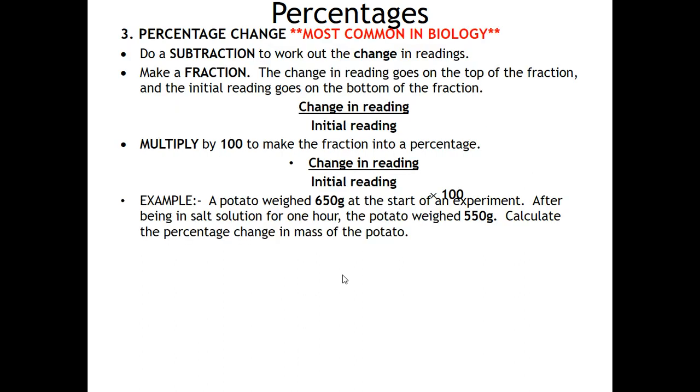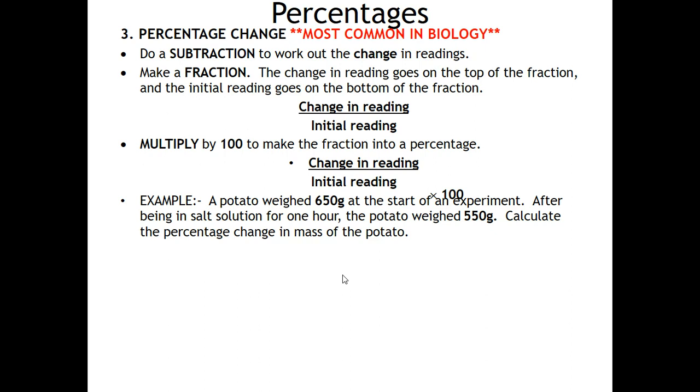The most common percentage problem in biology, though, is percentage change. And in this one, we do a subtraction to work out the change in the readings, and we make a fraction. I'll give you an example in a moment. So it's change over initial. You sometimes use this as change over start or change over original. And then again, multiply it by 100 to get your percentage. So in the example here, excuse me, that times 100 jumped down a wee bit there.